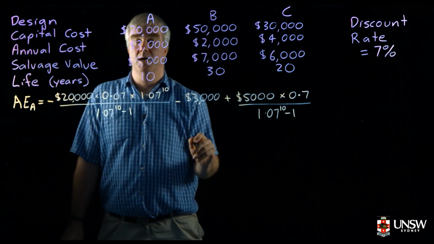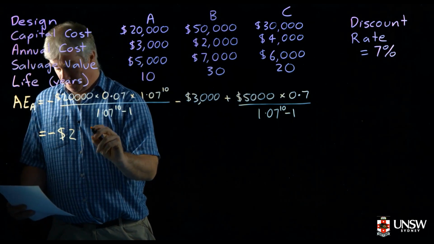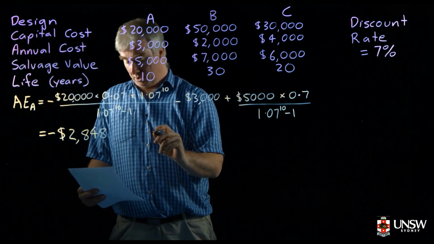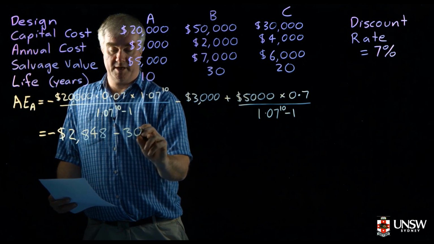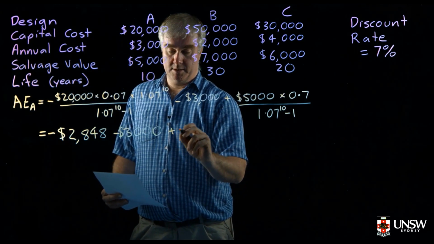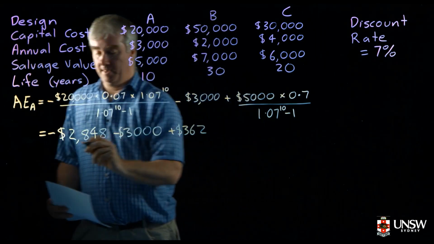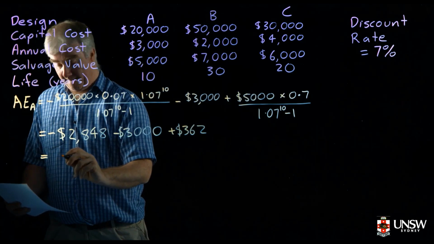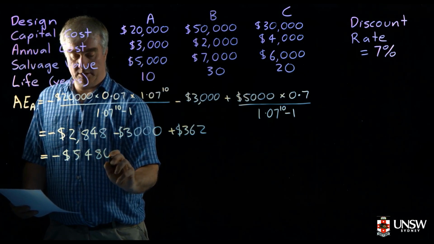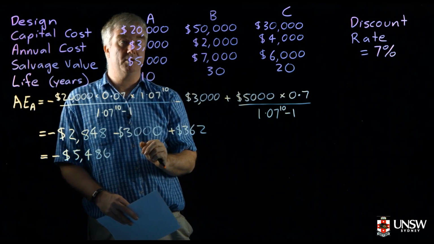So this gives us minus $2,848 as our annual equivalent for the capital cost, minus $3,000 for the operating cost, plus $362 for the salvage value, which gives us a total of minus $5,486 per year. Okay, so that's Project A, which is the project that we have to rebuild every 10 years.